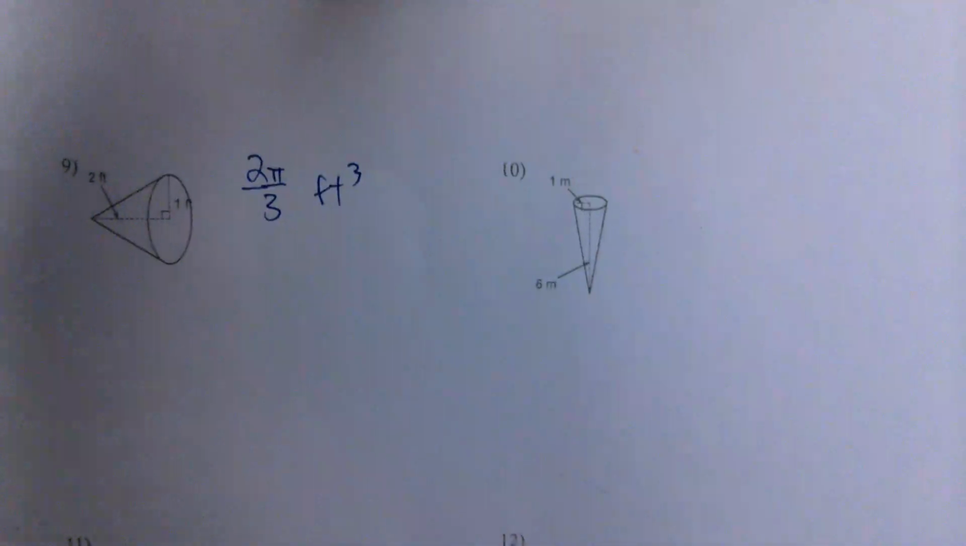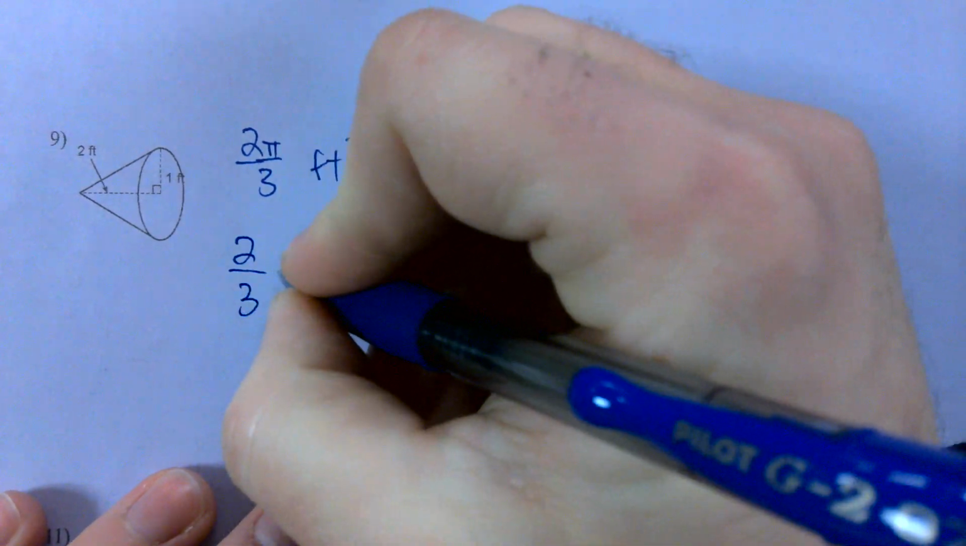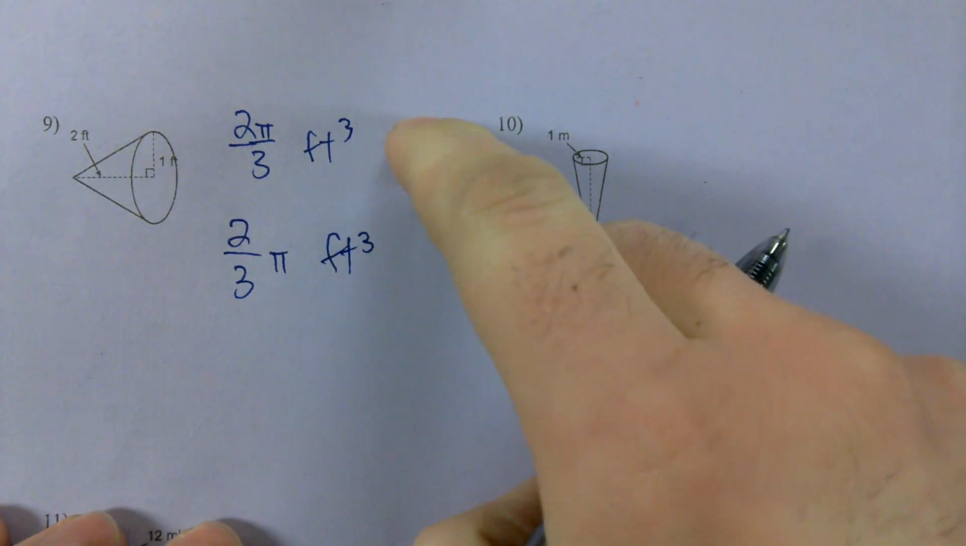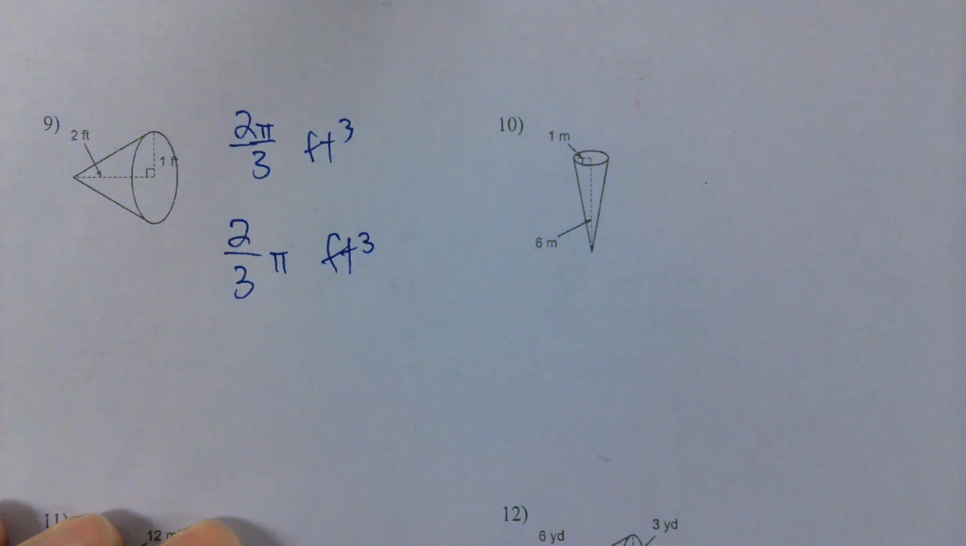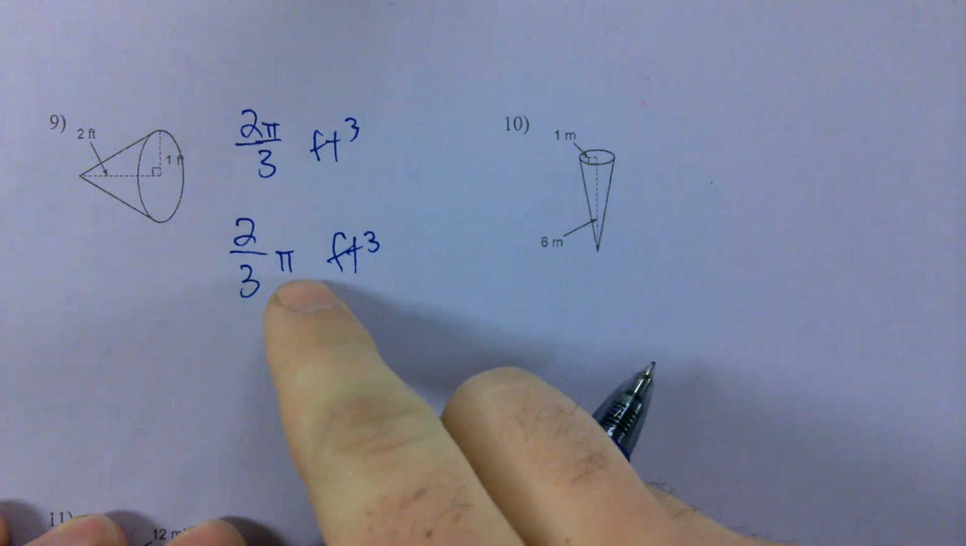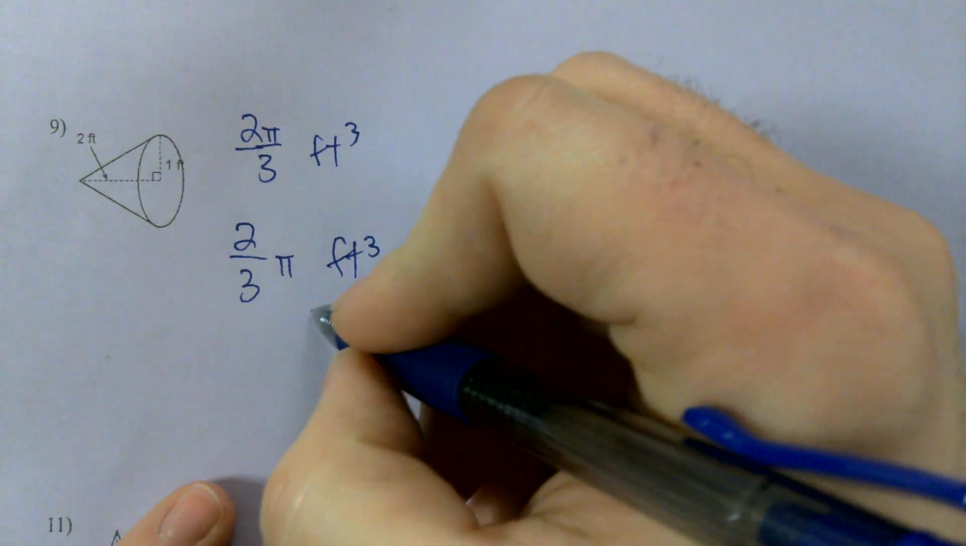And something else I forgot to mention with these fractions is we can also write this as 2/3 pi feet cubed. So either way works. They're both correct. I typically leave my pi in the numerator, but if you want to take it outside of your fraction altogether, that works too. It's the same answer.